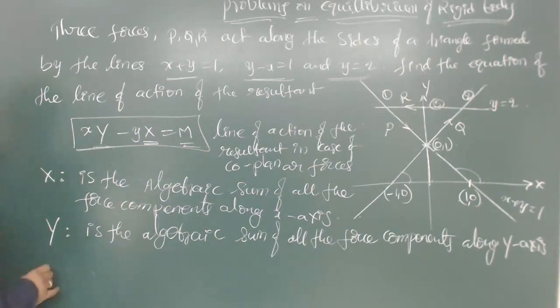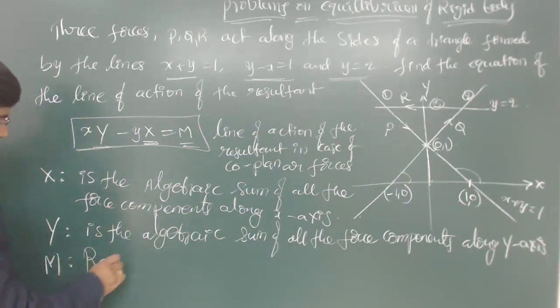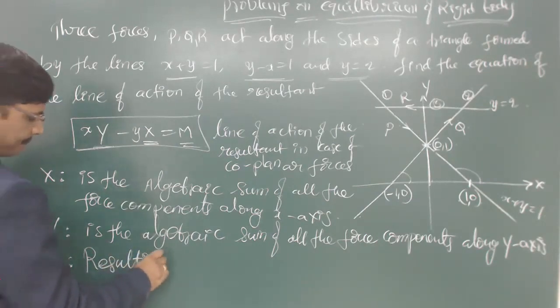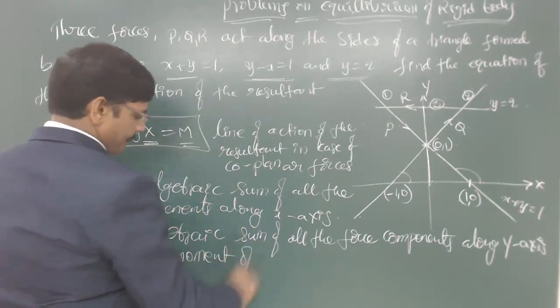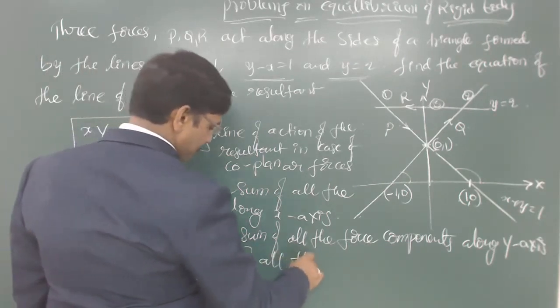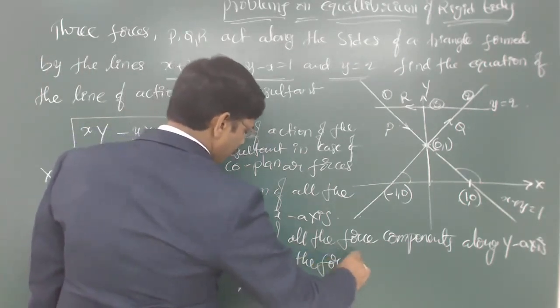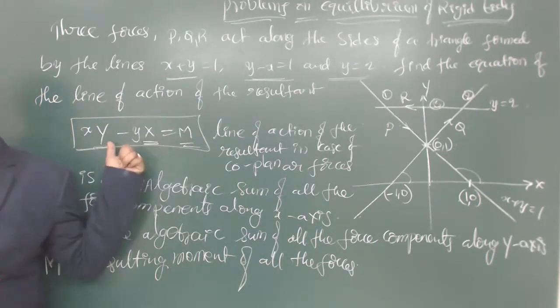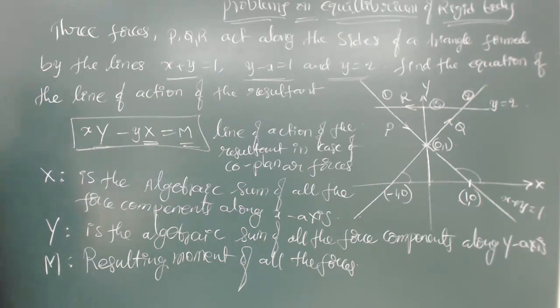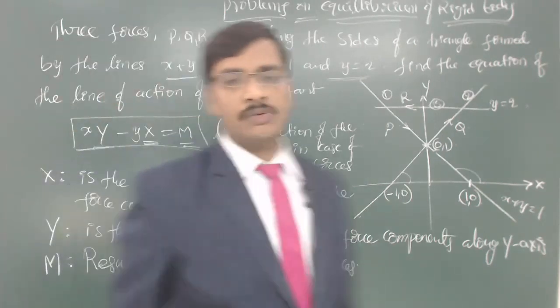and then M is the resulting moment of all the forces. So based on this understanding, if you are able to find X, Y, and M, you can substitute back to get the line of action of the force. Got it? So now you can solve it.